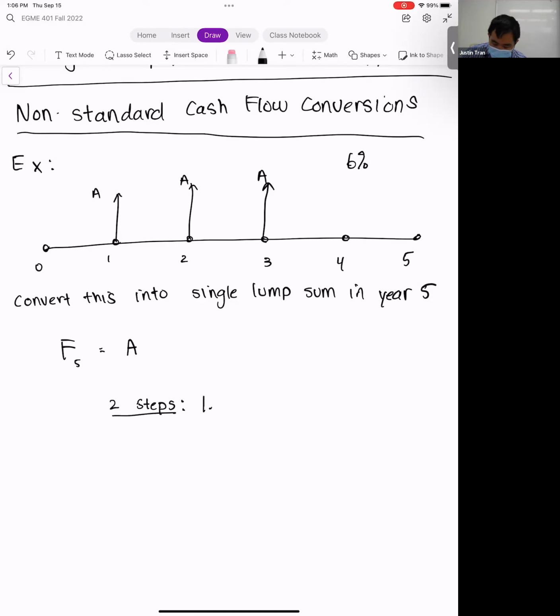One way that I like to tackle these problems is that whenever you have any kind of recurring cash flow series, either a uniform series or a gradient, I like to combine it all into one lump sum.